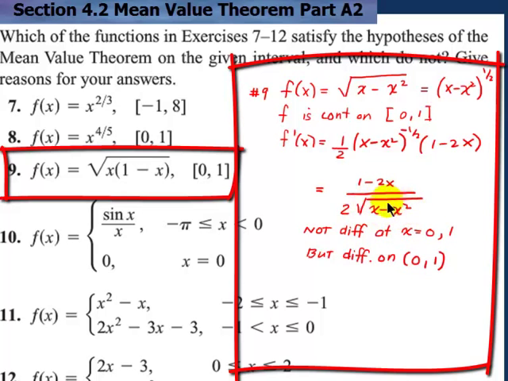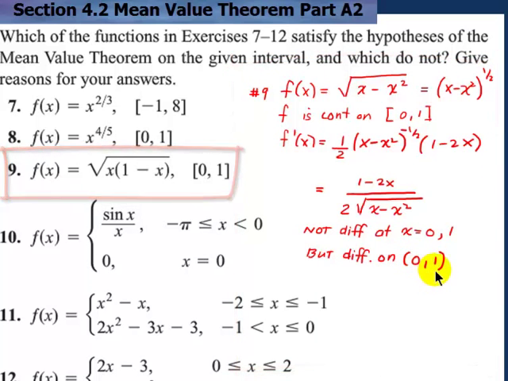And because this is now in the denominator, the factors x times 1 minus x will be 0 when x is 0 and when x is 1. So what is our interval? Well, our interval is from 0 to 1. Since the only time that it's not differentiable is at the endpoints, then this still satisfies the hypothesis of the mean value theorem. It's continuous on the closed interval 0 to 1, and it is differentiable on the open interval from 0 to 1.